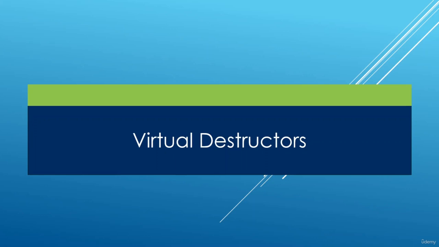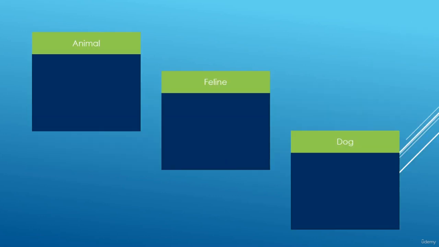In this lecture, we are going to explore virtual destructors. These are destructor methods you might want to be called using dynamic binding or polymorphic behavior. We are going to be using this inheritance hierarchy to play with things.